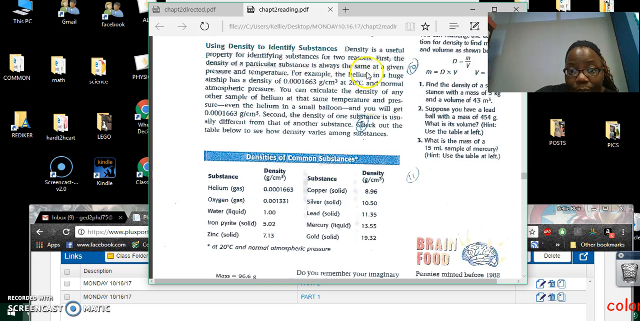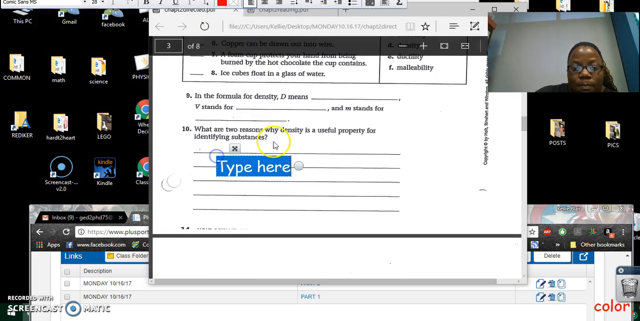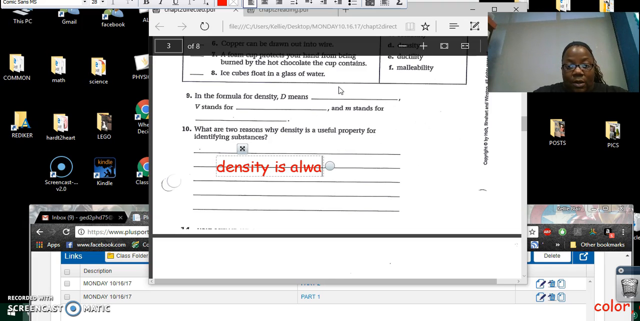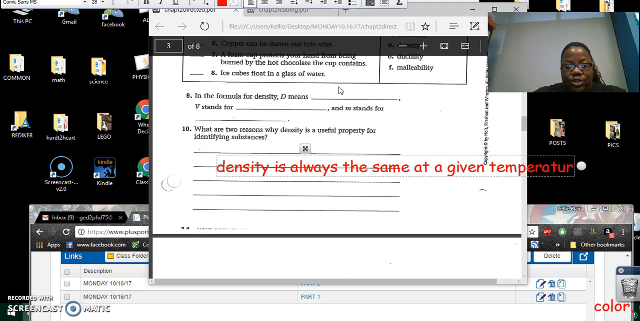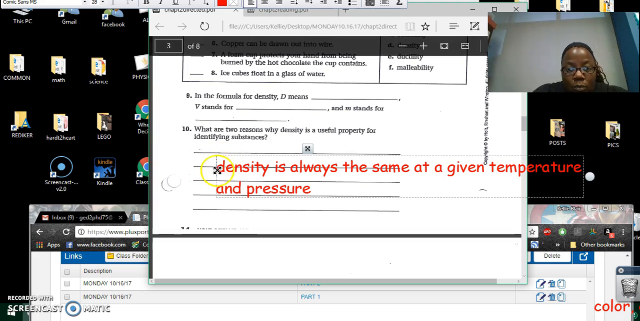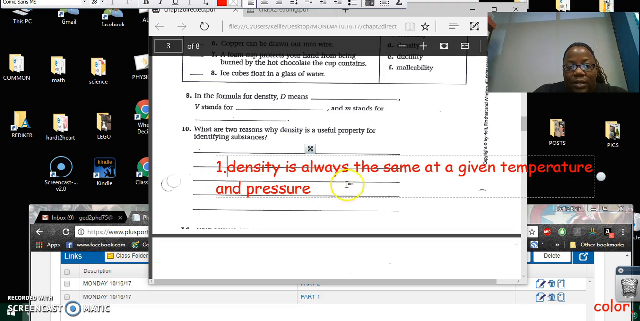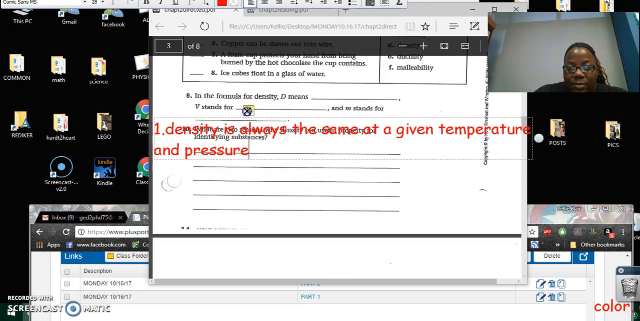Remember, the first one is, first, the density of a particular substance is always the same at a given pressure and temperature. Let's put that in. Shorten it. Density is always the same at a given temperature and pressure is the first reason. You can actually put number 1 right here. 1. There you go. And then reason number 2.